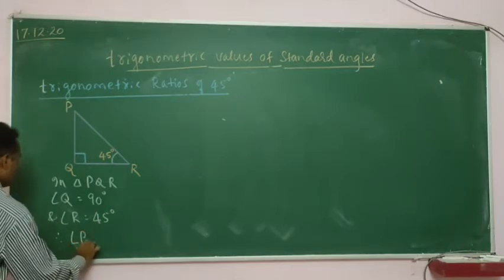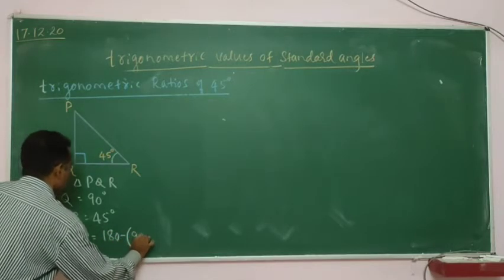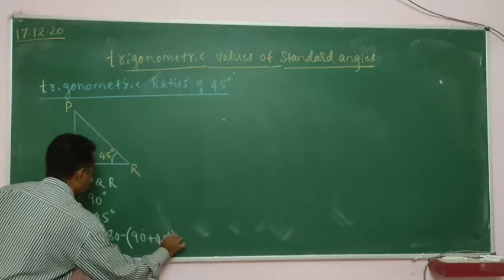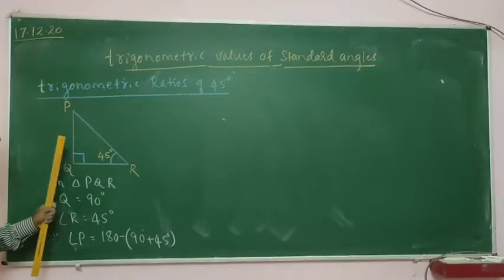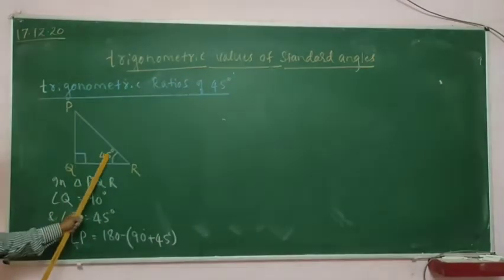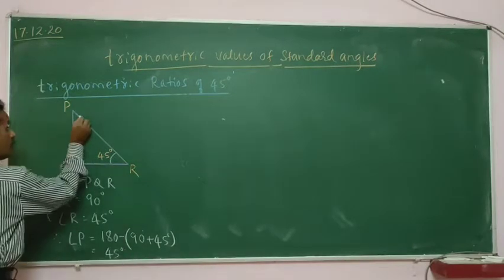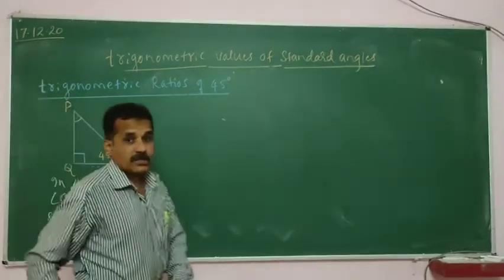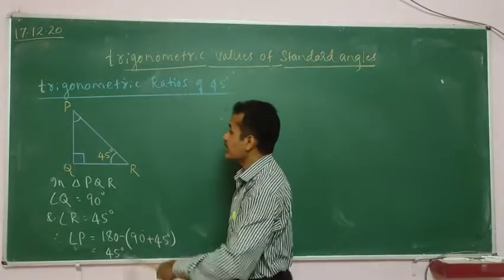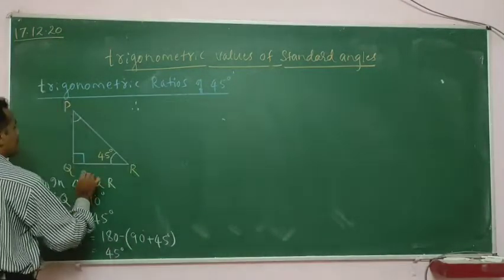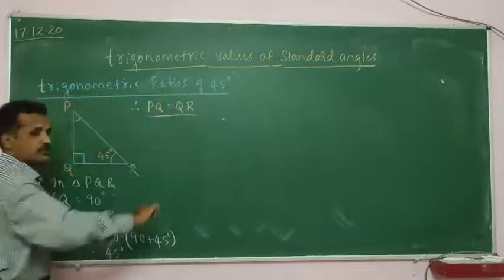Therefore, angle P is equal to 180 minus (90 degree plus 45 degree). The sum of all angles in a triangle is 180. So it is 180 minus 90 plus 45, which is equal to 45 degree. That means angle P is also 45. You know that in a triangle, when 2 angles are equal, their opposite sides are also equal to each other. Therefore, PQ is equal to QR.